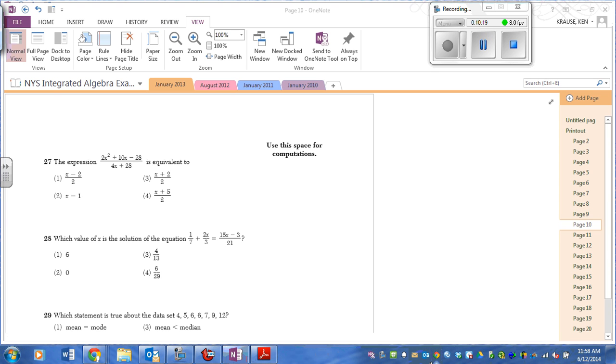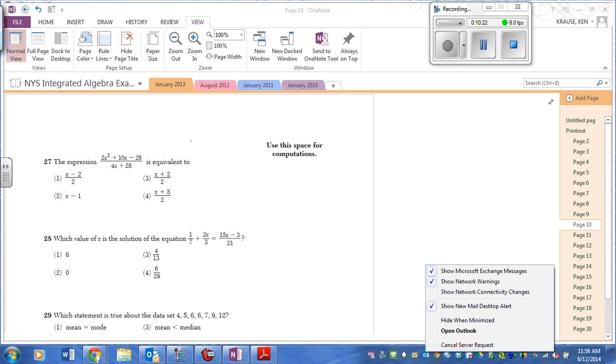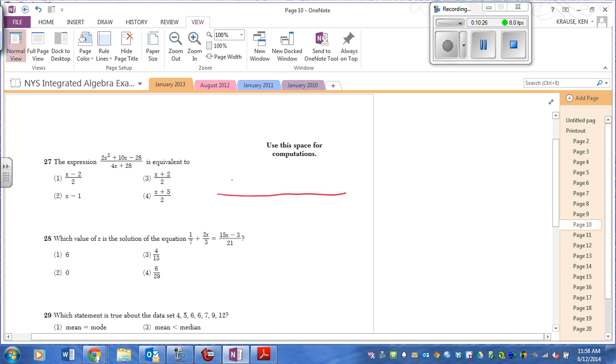Alright, this one's kind of a pain in the neck. Quite honestly, I would take a number stored into X and try it, but this one's not bad. So I got a 2, and I'm left with X squared plus 5X minus 14. Take out a 4, I'm left with X plus 7. Then this one can be factored to 2, X plus 7, X minus 2. X plus 7 is canceled, 2 goes into 4 twice, so you end up with X minus 2 over 2.